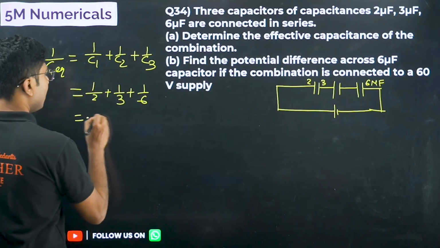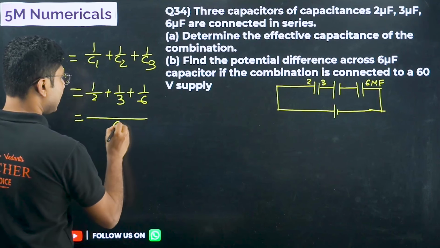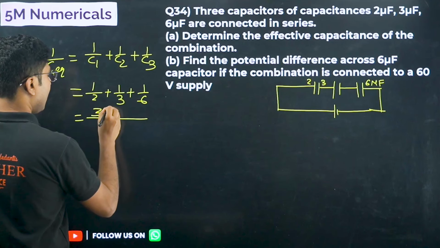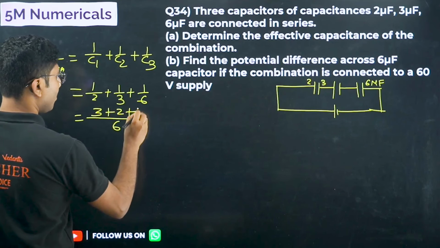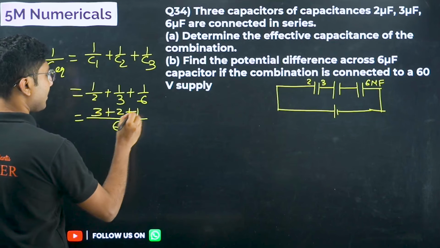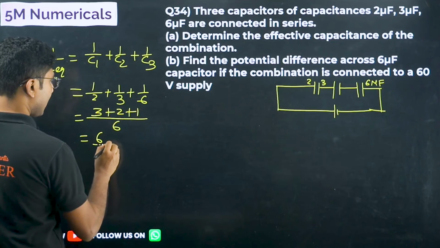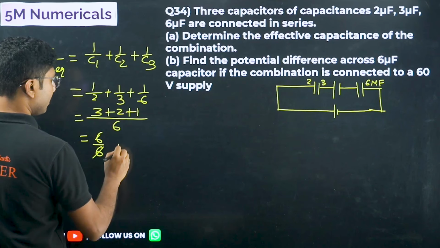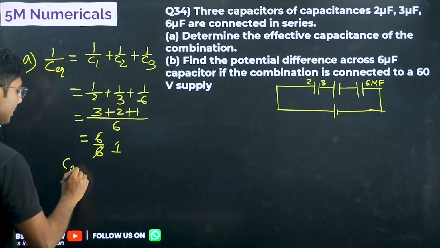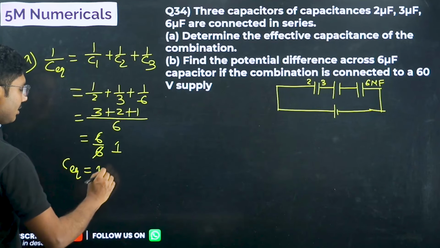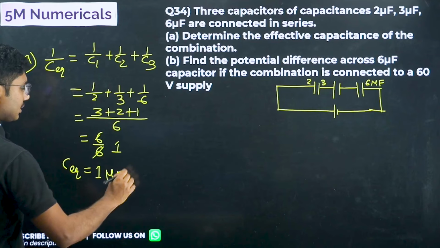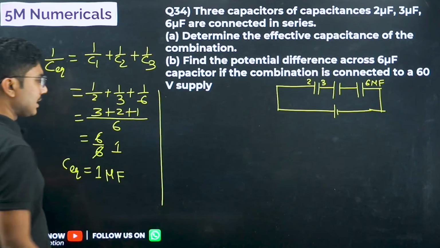So the resultant is 6, that is 3 plus 2 is 5, 5 plus 1 is 6. So 6 by 6 is equal to 1. So C equivalent must be equal to 1 microfarad. So the first part is 1 microfarad, done and dusted.